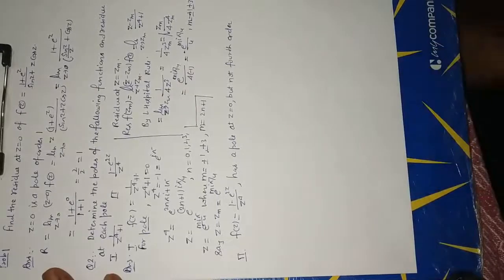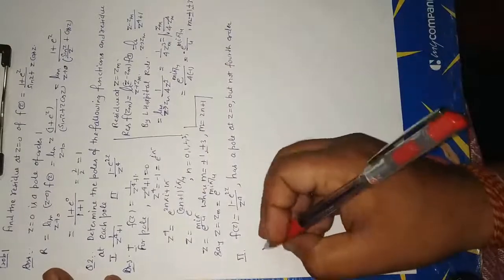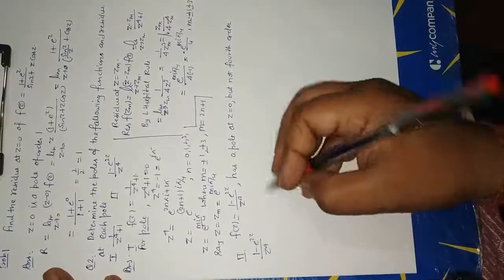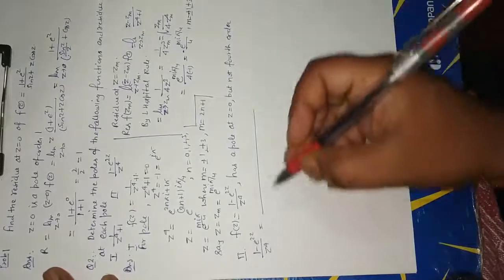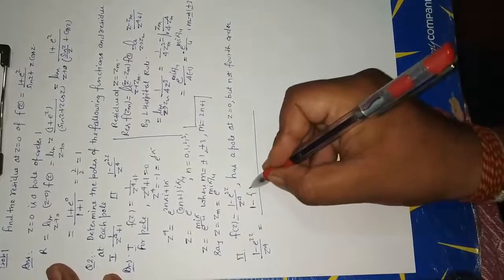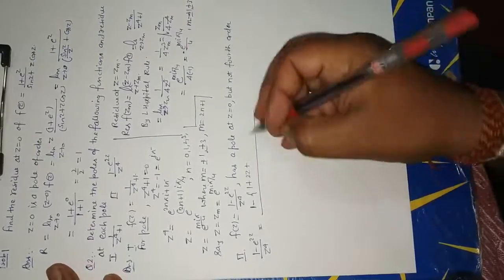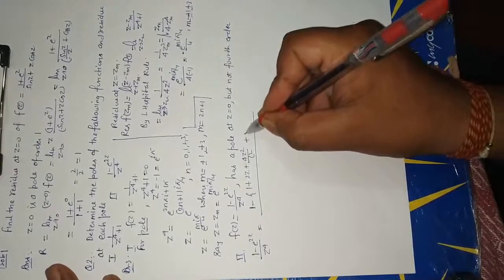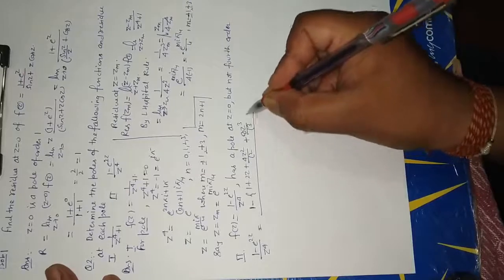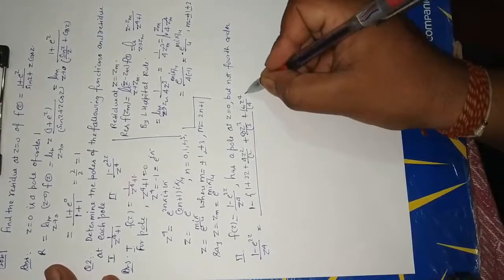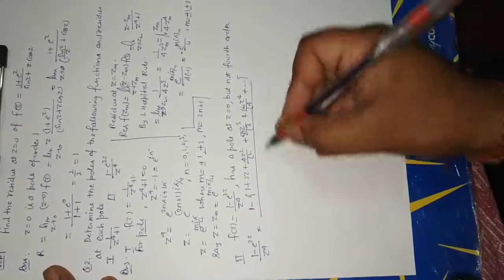Now to check the order of the pole z equal to 0 of f(z), we consider (1 minus e to the power 2z) upon z to the power 4. We expand e to the power 2z: 1 plus 2z plus 4z square upon factorial 2 plus 8z cube upon factorial 3 plus 16z to the power 4 upon factorial 4, and so on, all upon z to the power 4.